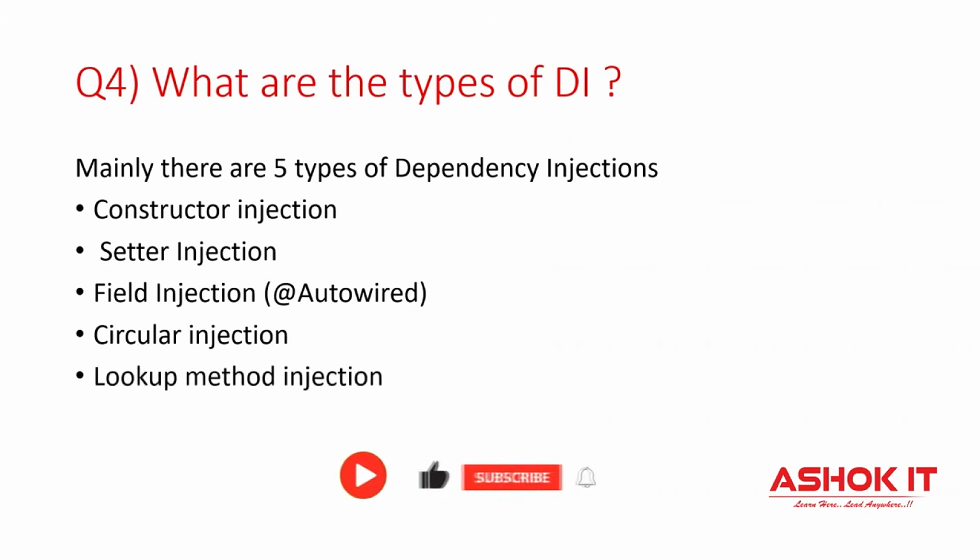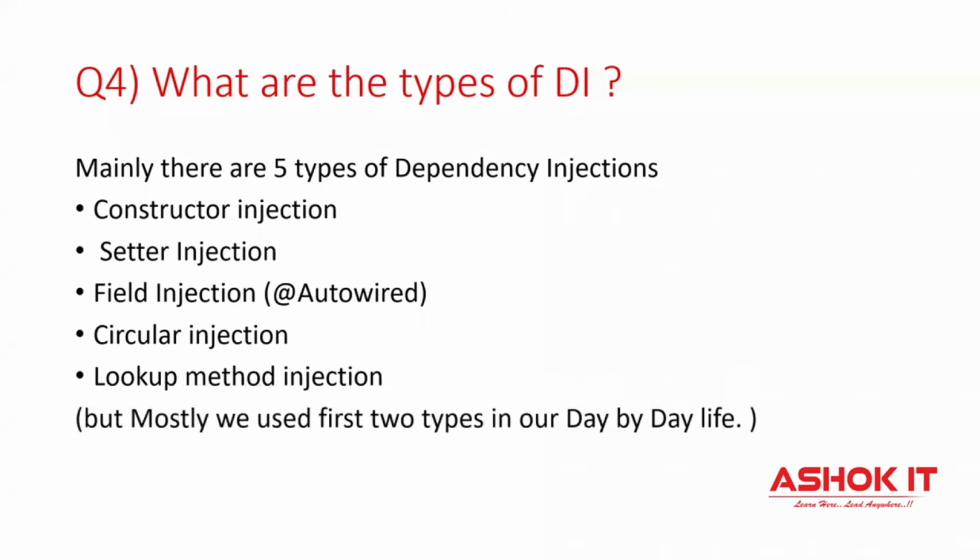Lookup method injection. This is also a special case. This actually occurs in the case of the scopes mechanism. If two objects are connected, and the first class's scope is singleton, and the second one is prototype scope, then we are going to use this mechanism, lookup method injection. But mostly constructor and setter injections are only used in real time.